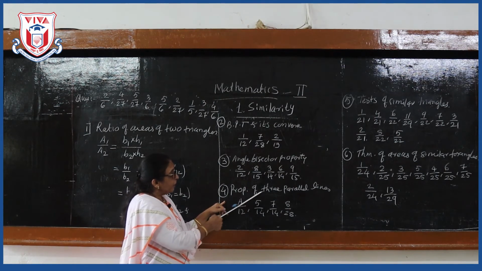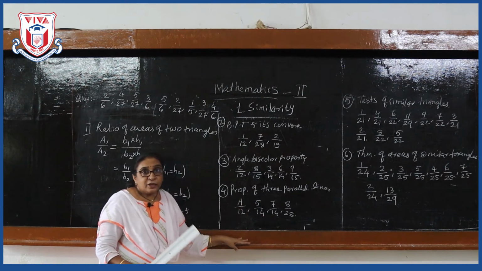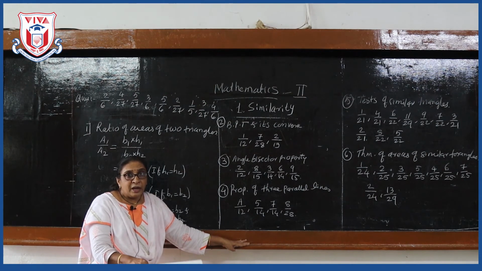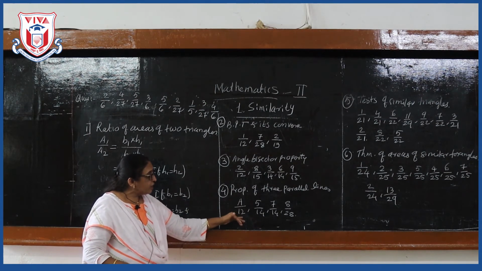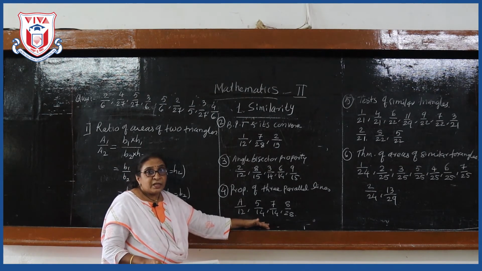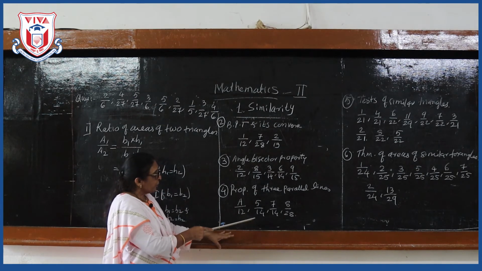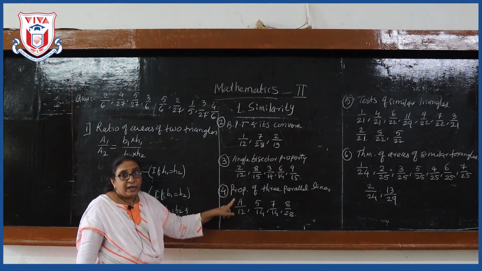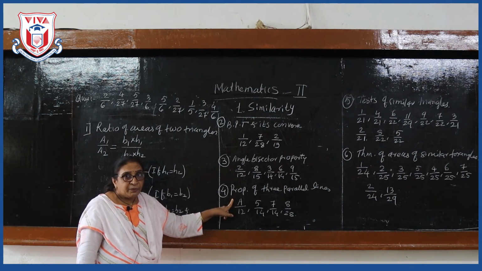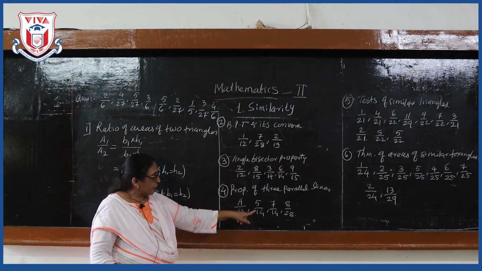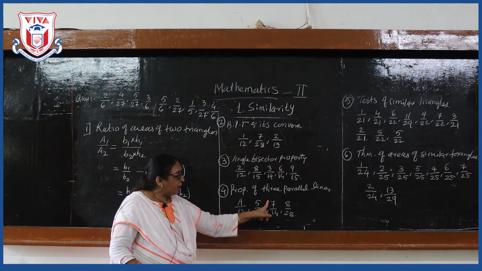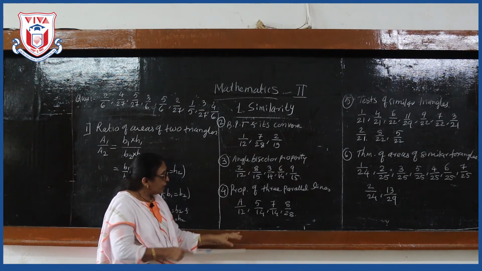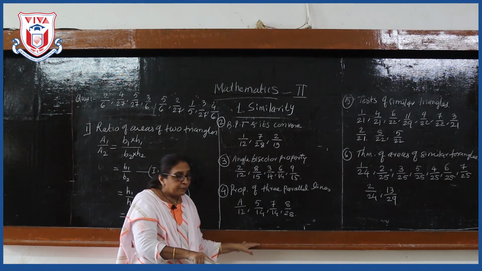Fourth, property of 3 parallel lines. On the basis of this, that is, when the lines are parallel and they are intersected by a transversal, then the intercepts are in equal ratio. On the basis of this, these 4 examples: page number 12, A means activity is given, which is already solved. Page number 14, 5th and 7th sum, and page number 28, 8th sum. So these sums you solve together.